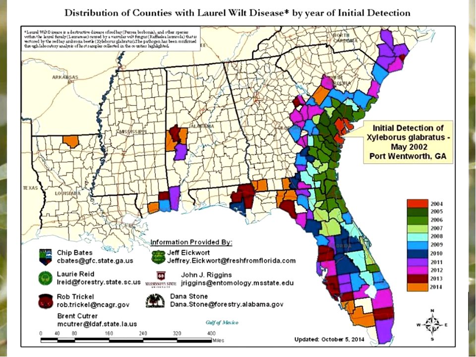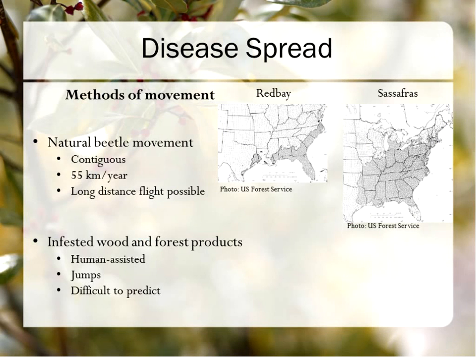And also, just to let you know, if you think you find a detection of Laurel wilt, Chip Bates would be the person you want to email, because he updates this map, and that's the source of how we know where it's spreading through time.